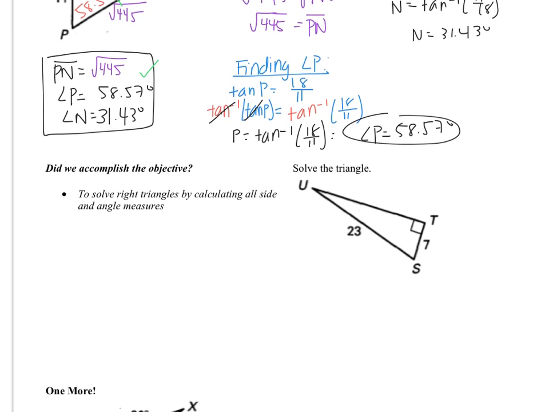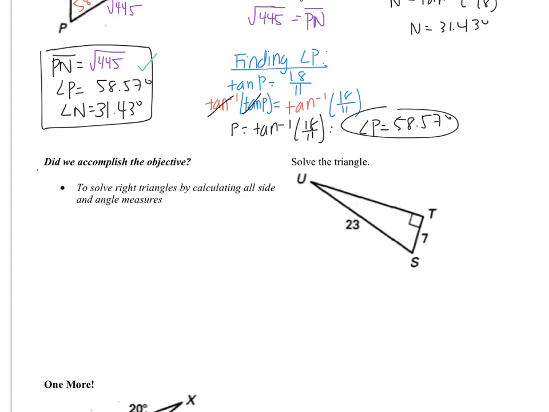So you have one problem to do before you come to class tomorrow. It's the subjective problem right here. So in this case, you are given two sides. So you have one side and two other angles to solve for. You need to solve for side UT, you need to solve for angle U, and you need to solve for angle S. So when you come to class tomorrow, I will be checking to see that you have this problem completed with all of your work.